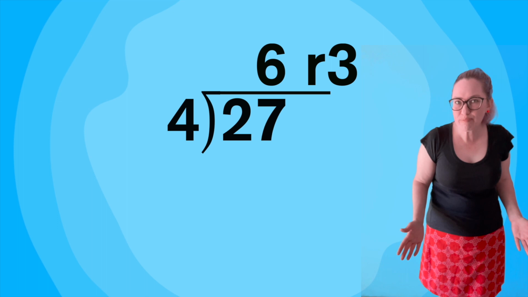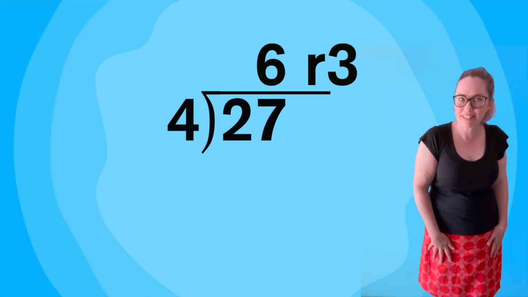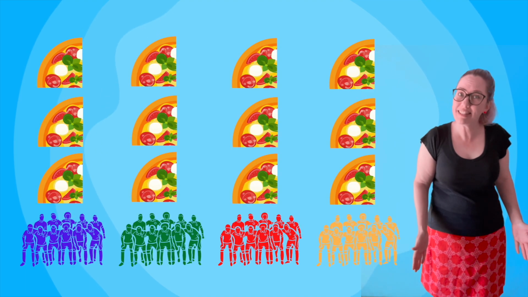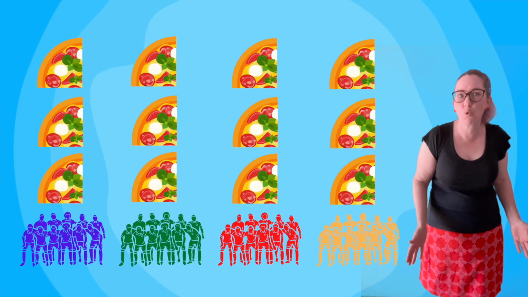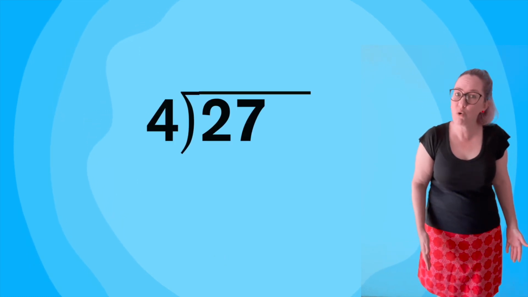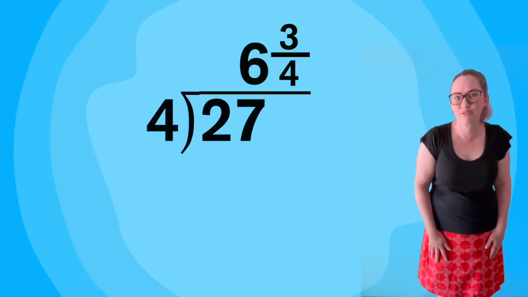Now this time we'll divide the remaining pizzas into quarters because we're dividing by 4. And each team will get 1/4 of each of those pizzas. So each team gets an extra 3/4 in total. This means each team ends up with 6 3/4. So 27 divided by 4 equals 6 3/4.